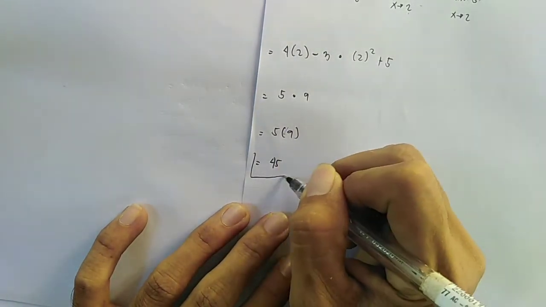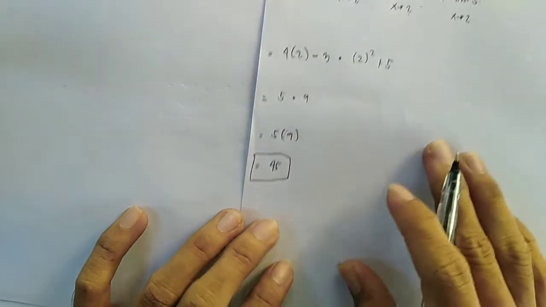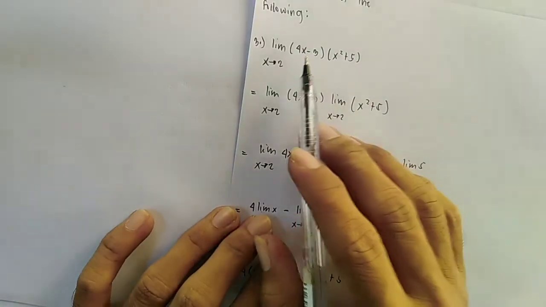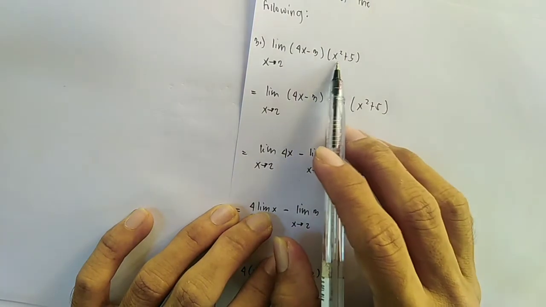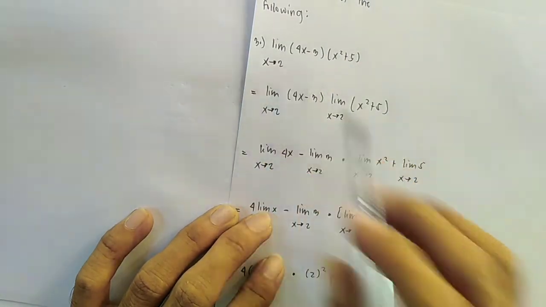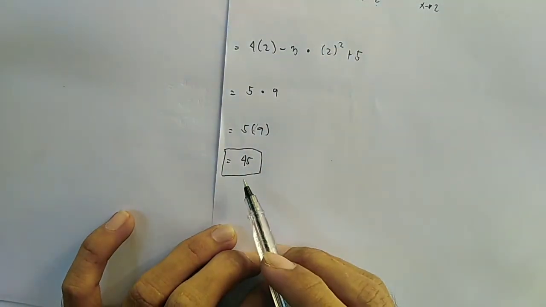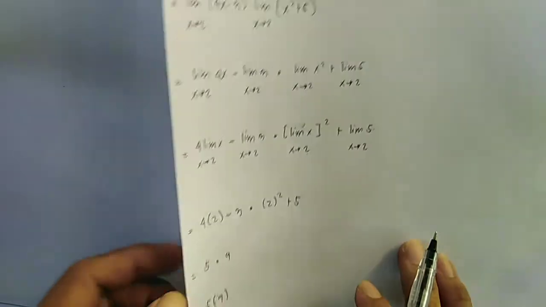So our value of the limit, after we evaluate the limit of the function defined by 4x minus 3 times the quantity x squared plus 5 as x approaches 2, is 45. So that's it. Let us proceed to the last example.